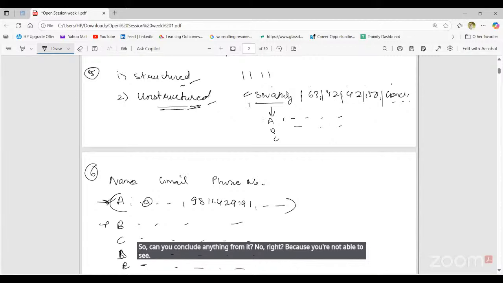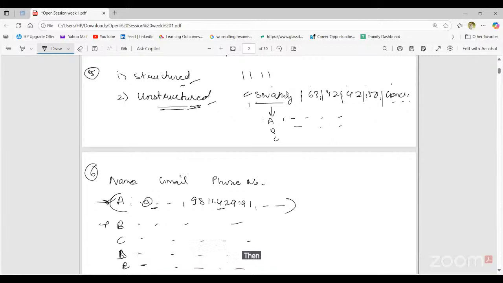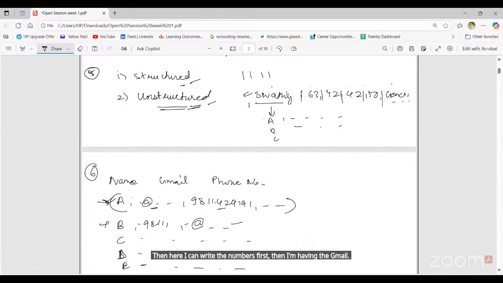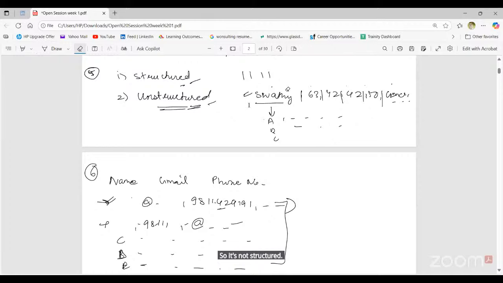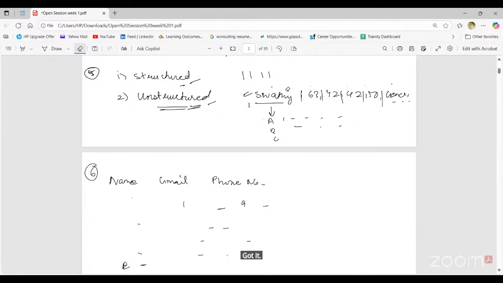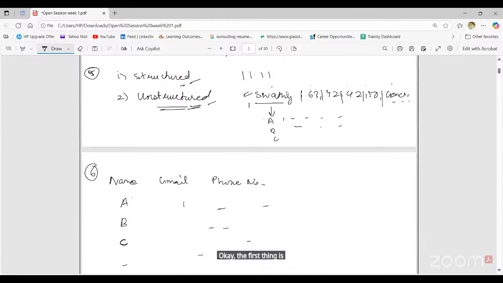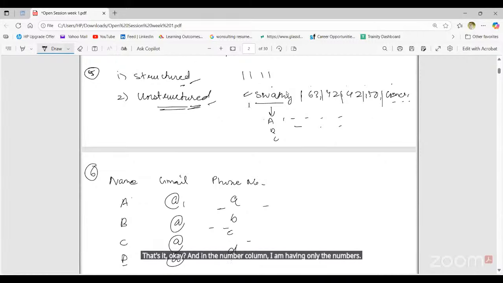So first here I'm having Gmail and then number. Then here I can write the numbers first, then the Gmail, right? So is this a structured data? No, it's not structured, right? But now if I write this thing in a structured way, in the sense that I divide all of the things and categorize it. In the name column, I am having only the names A, B, C, D. In the Gmail column, I am having only the Gmail. And in the number column, I am having only the numbers. You got my point? So is this structured data? Yes, it's structured, divided.